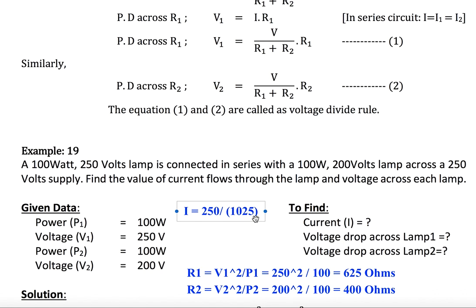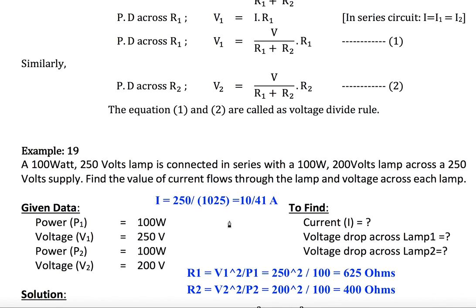Yes, this is 25 tens. Okay, 25 tens divided by 25 41, right? So this is ampere. 10 by 41 ampere is the current flowing.